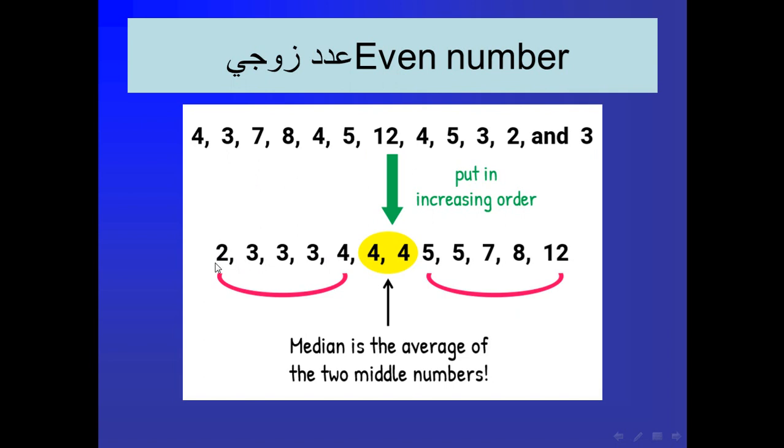So we have only 1 number 2, we have 3 number 3s, and we have 4 number 4s, and we have 2 number 5s, only 1 number 7, and also number 8, and we have only 1 number 12. So we have 5 numbers on the right and 5 numbers on the left, and the remaining are only 2. These 2 numbers we have to collect together and divide over 2. So the median here is 4, as 4 plus 4 divided by 2 is equal to 4.